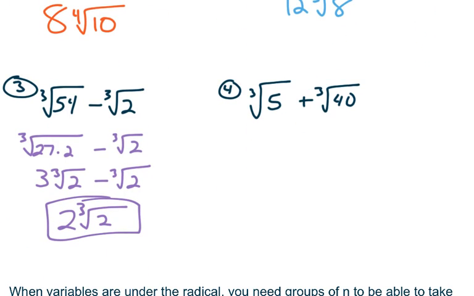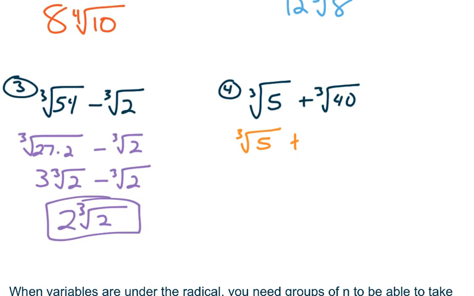Cube root of 5 plus the cube root of 40. Again, the numbers are not the same, so right now they are not like radicals, but what we can do is manipulate one of these, or both of them if we had to. In this case, it's going to be 40. So we're going to leave this as the cube root of 5.